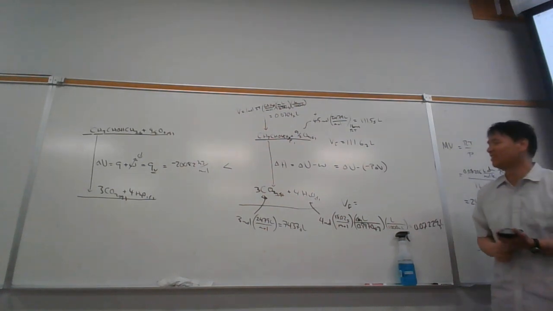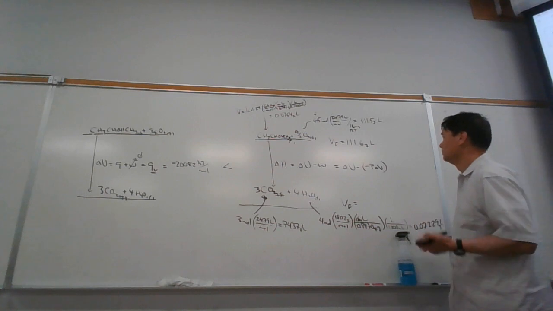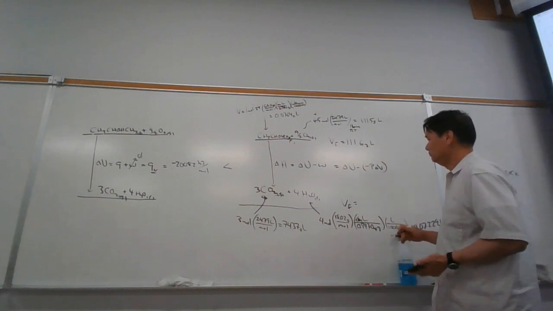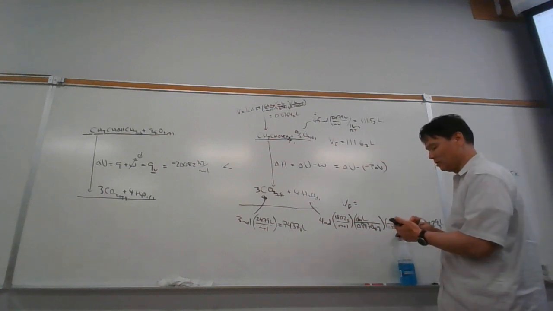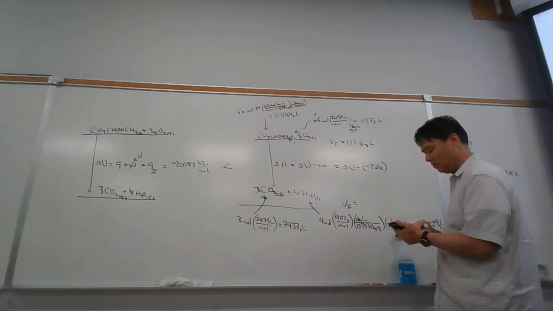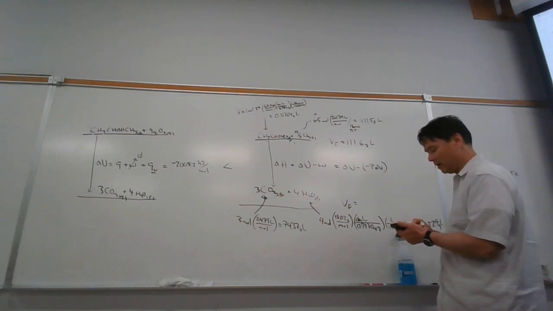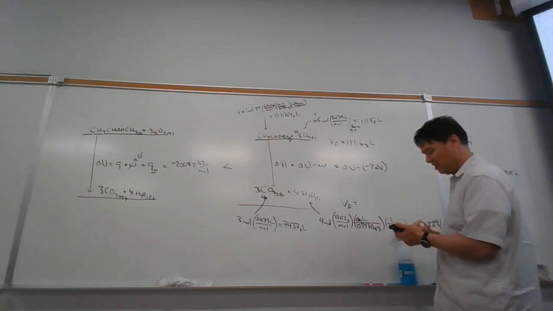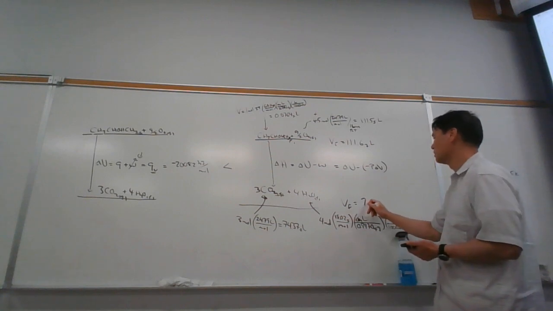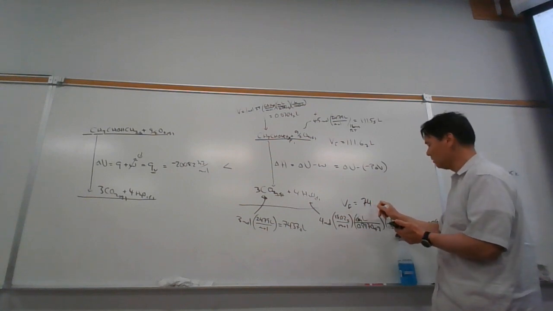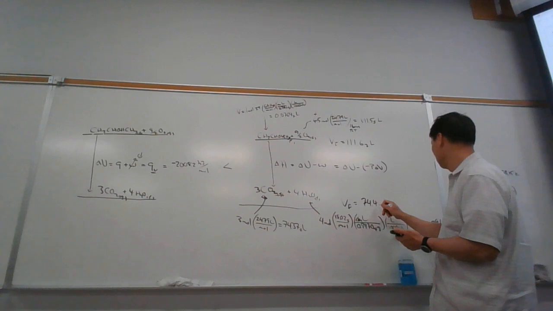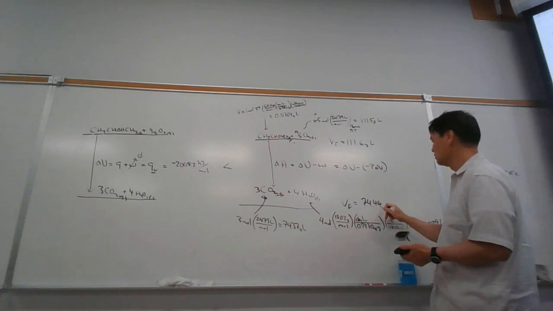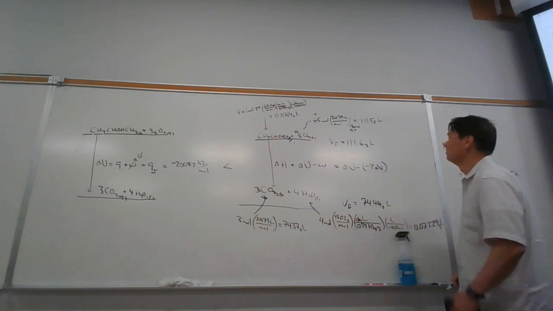We could have done the same thing as well. If you're pressed for time, you would just calculate delta V based on the gases alone. This is not going to change the answer that much. And so we end up with a V final of 74.442 liters.